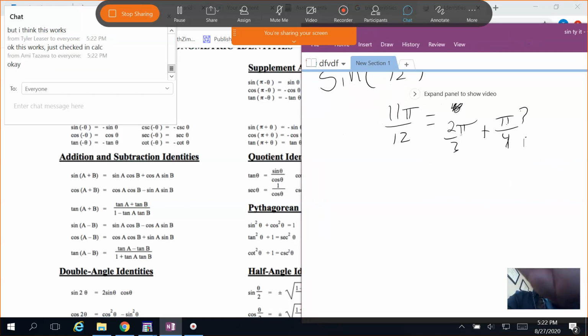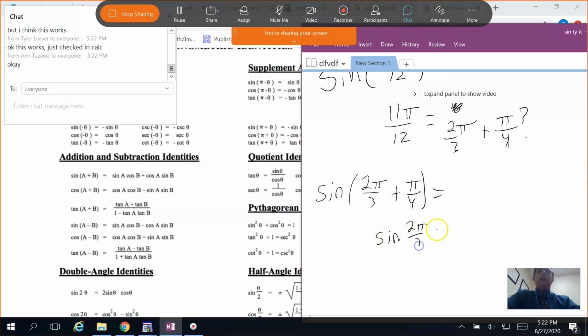So what we're going to do is we're going to use our formula over here. Sine of 11 pi over 12 is the same thing as sine of 2 pi over 3 plus pi over 4, which from the formula is sine of the first angle, so sine 2 pi over 3, cosine of the second angle, cosine pi over 4, plus cosine of the first angle, cosine 2 pi over 3, sine of the second angle, sine of pi over 4.